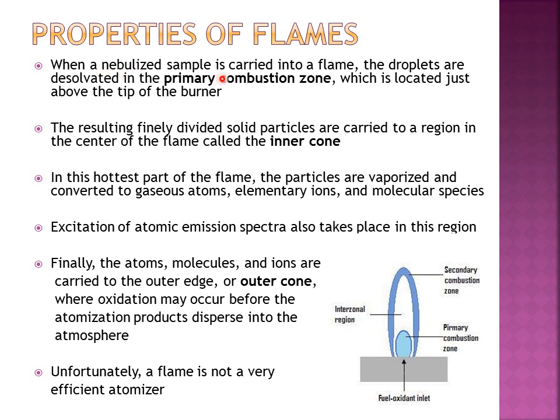So when a nebulized sample is carried into a flame, the droplets are desolvated in the primary combustion zone. So here the sample enters the flame, and it enters the first zone, which is the primary combustion zone. And what happens here? The sample is desolvated, meaning the solvent is removed. The resulting finely divided solid particles are carried into the next zone, which is present in the center of the flame, and this is called the inner cone or interzonal region.